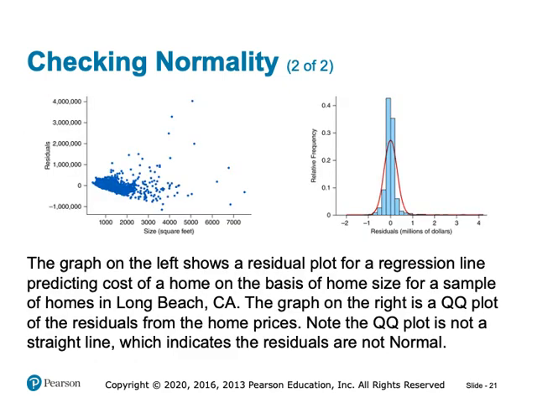Let's look at an example to see how we can check the normality of residuals using both a residual plot and a QQ plot. On the left side of the slide, we have a residual plot for a regression line predicting the cost of a home based on its size in square feet for a sample of homes in Long Beach, CA. This plot helps us check for patterns or deviations that might indicate issues with the linearity, constant standard deviation, or other assumptions. However, to specifically check for normality, we focus on the distribution of the residuals.